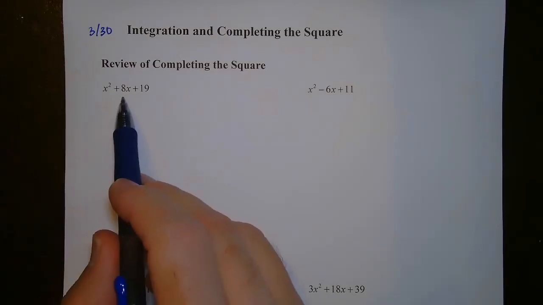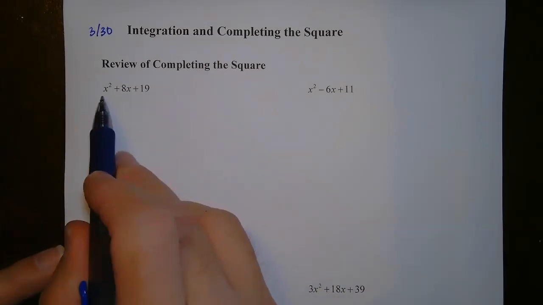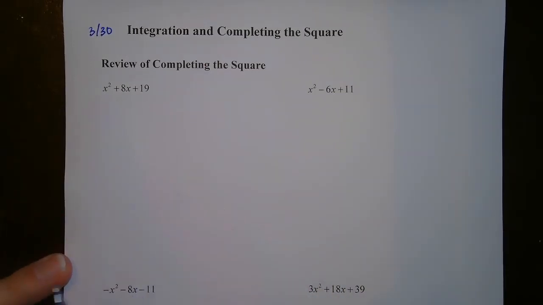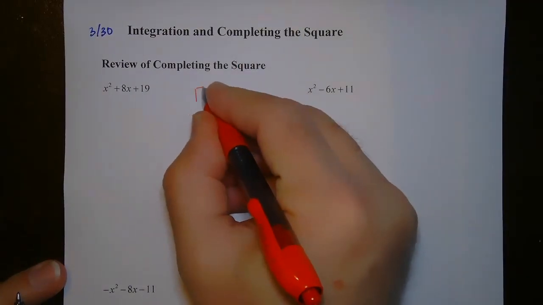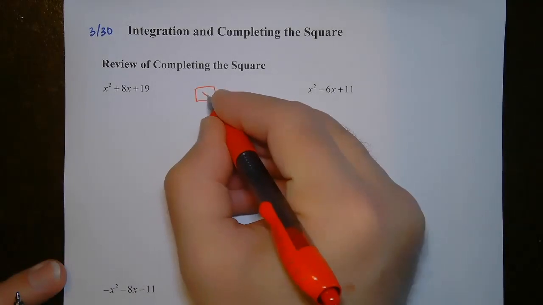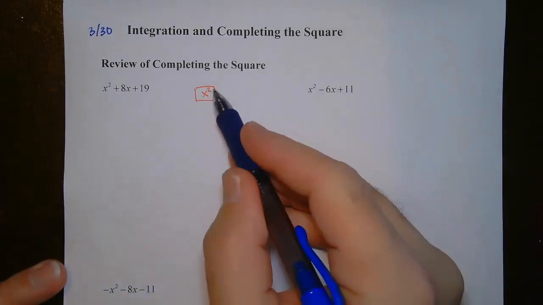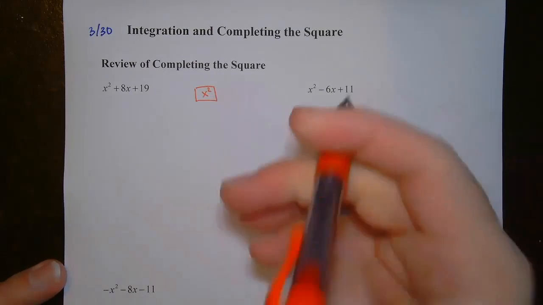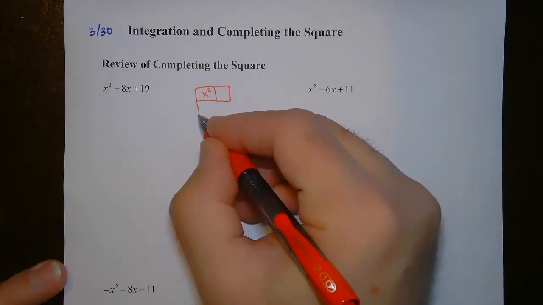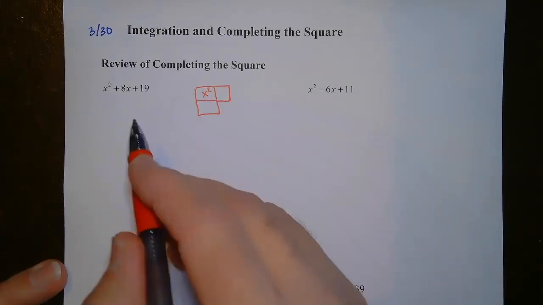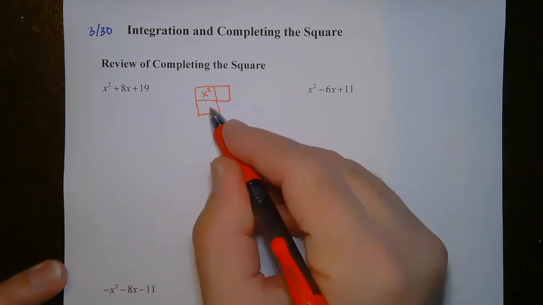So x squared plus 8x plus 19. Remember, completing the square means making a square. So we start with x squared, and I'm going to make an x squared. We do the area model. And then off of that, remember to build a square, we need this side and this side to be the same amount. These are our x terms, so we're going to put half of them here and half of them here.